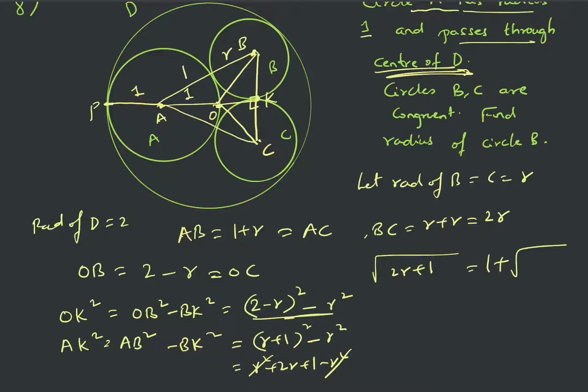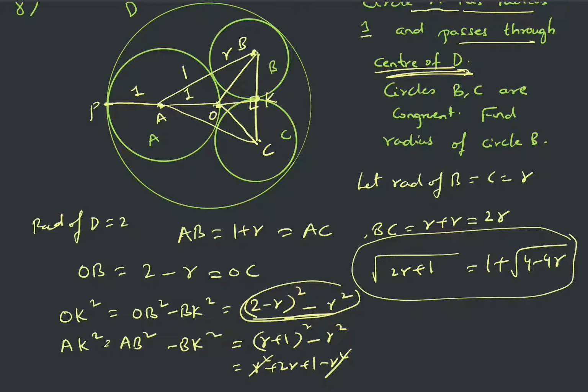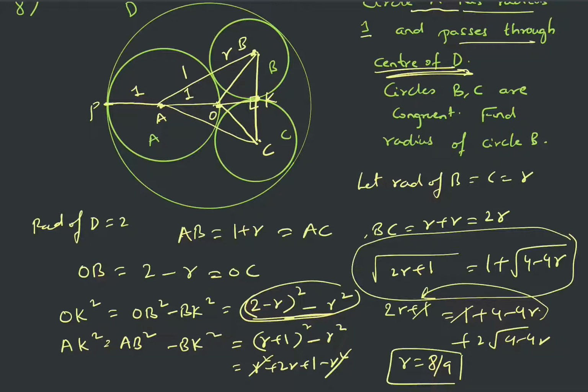So this is square root of, if you just simplify this, R square will get cancelled and you will get 4 minus 4R. Okay. So now I mean you can simplify this, the square one time, and on squaring you will get 2R plus 1 is equals to 1 plus 4 minus 4R plus 2 root 4 minus 4R. Fine. So now just bring these terms to this side and square one more time. You will get the value of r. Okay, so you will get the value of r as 8/9. So this is the answer. The radii of circle B is 8/9.